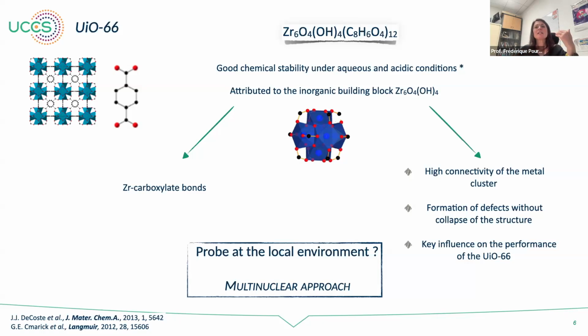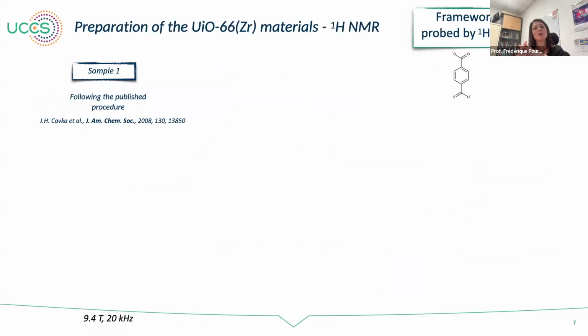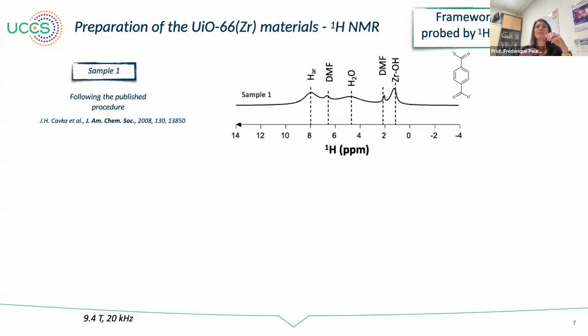Because this kind of sample is usually first studied by NMR using spin-half nuclei like proton and carbon-13. So we did the first study with the proton NMR, and we used sample one. We did the synthesis following the published procedure. Here you can see the linker and the proton NMR experiment.